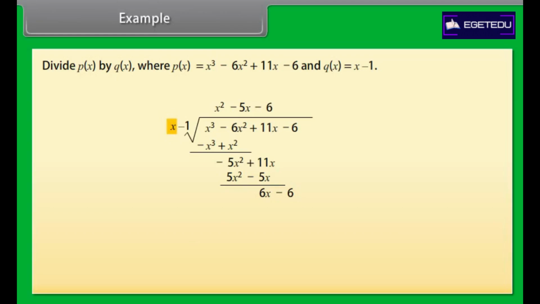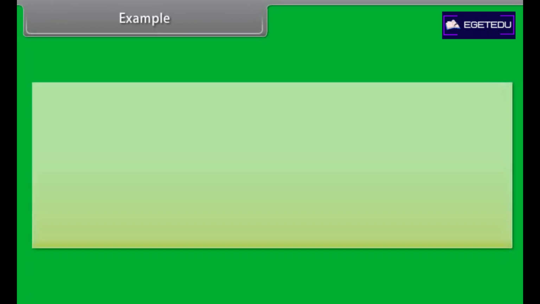In this example, we divide minus x square by x and add the result, which is minus x, to the term already at the top of the division bar. Next, we repeat the third step. We multiply this result, which is on top of the division bar, only the most recently added, and then subtract what you get from the dividend polynomial. Once again, we have a new polynomial under the division bar.